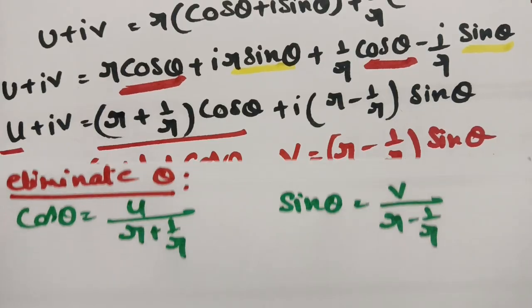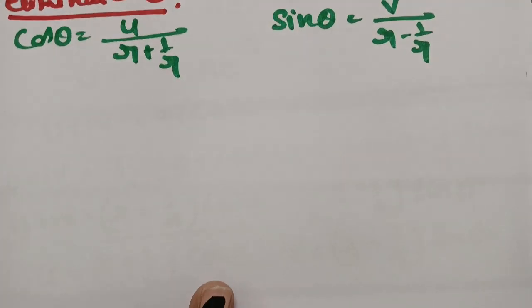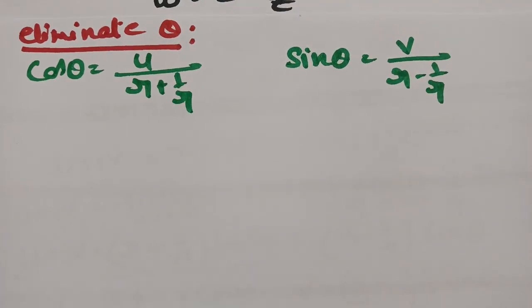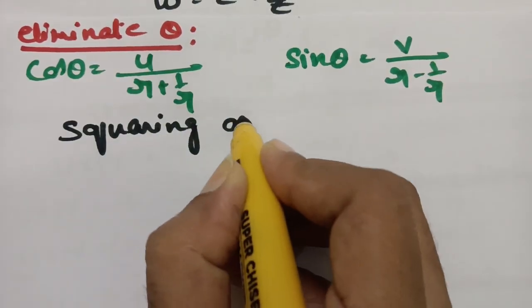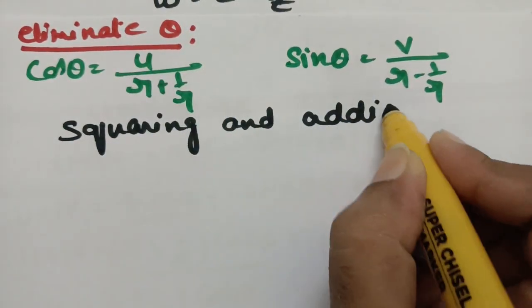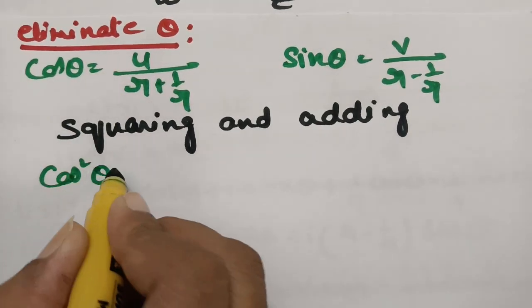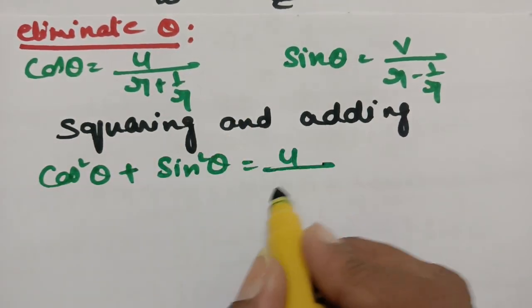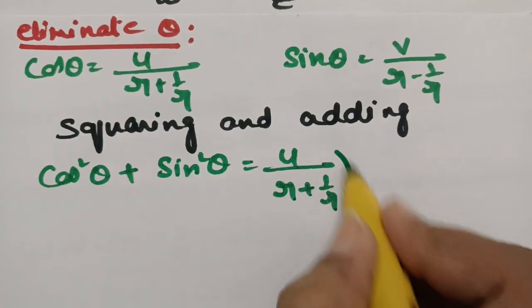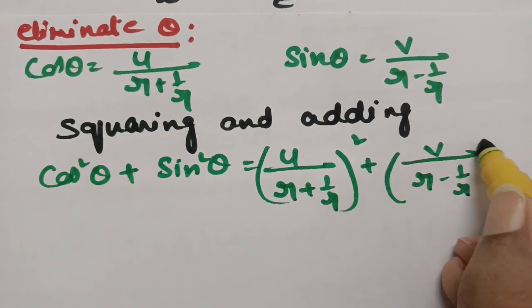So in order to eliminate theta, squaring and adding. If you square and add, you will get an equation by eliminating theta. Clear? So if I square and add on both sides, this is cos square theta plus this value is sin square theta, which is equal to u by r plus 1 by r whole square plus v by r minus 1 by r whole square.